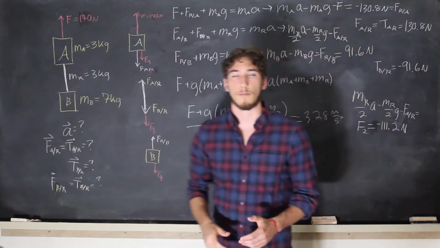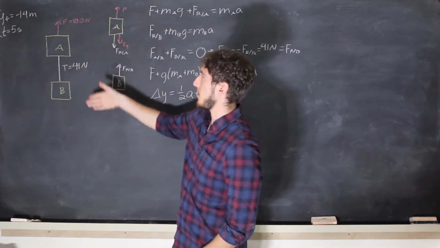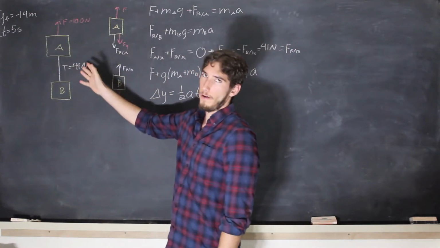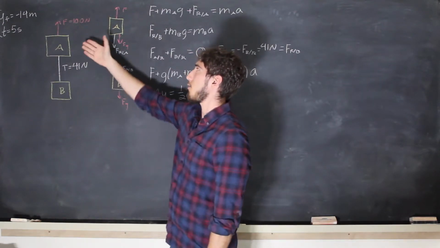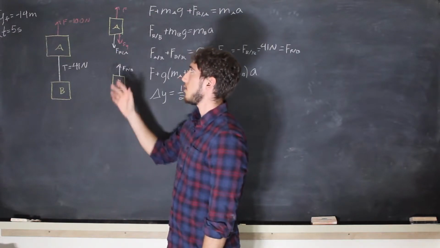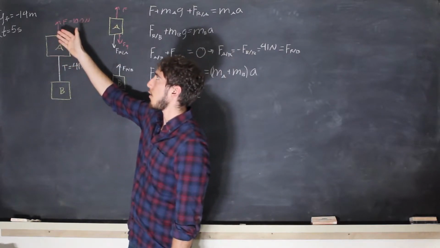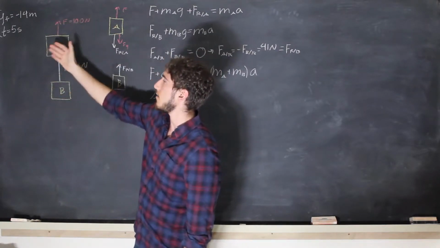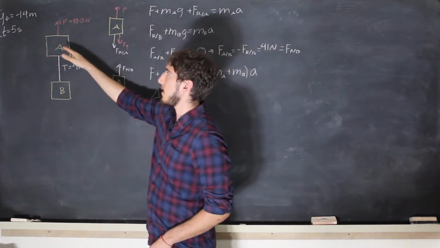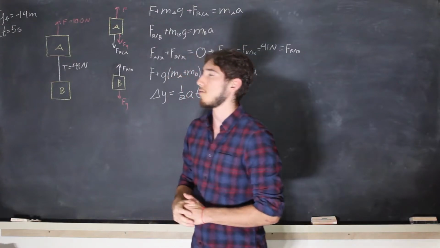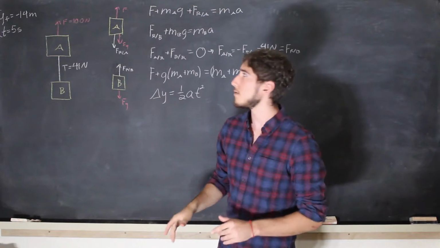Okay, now on to the second problem. For this problem, we have two masses, mass A and mass B. We have a light, or aka massless, rope with a tension of 41 newtons. We have a force being exerted on mass A of 100 newtons. And we know that the bodies travel 14 meters downwards in 5 seconds. So what we want to solve for is mass A and mass B, and we also want to know the acceleration of the system. Alright, first let's draw some free body diagrams.